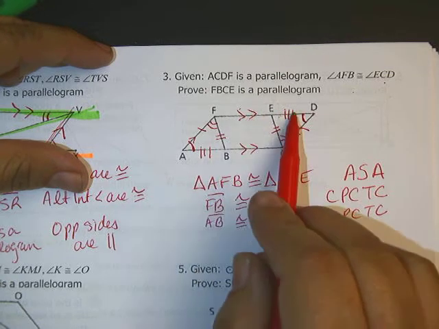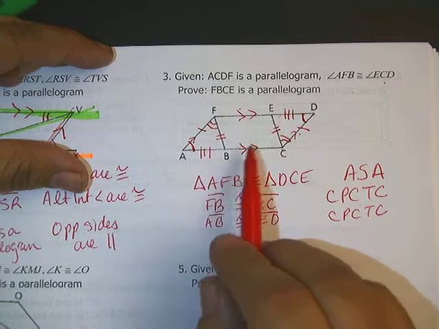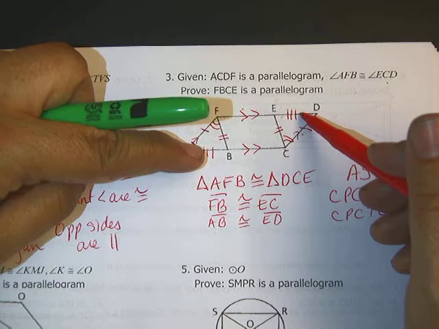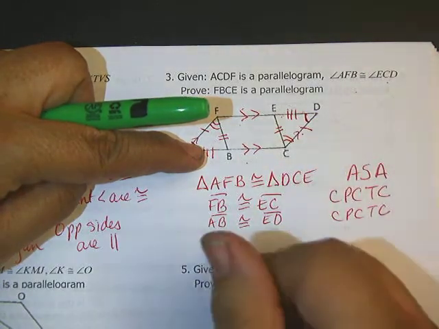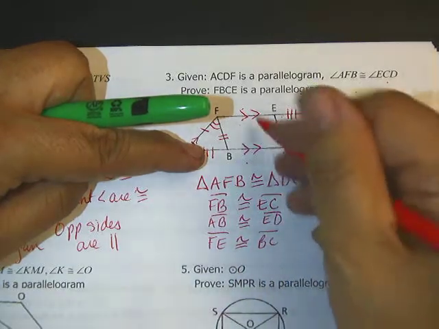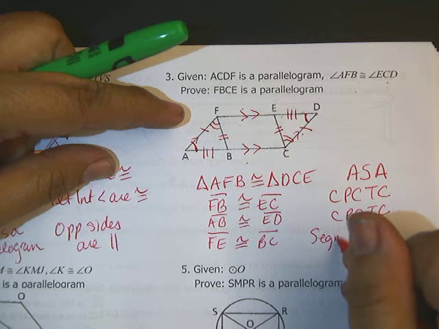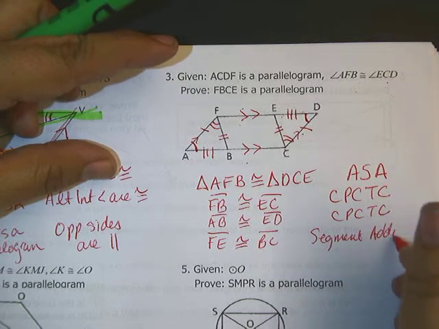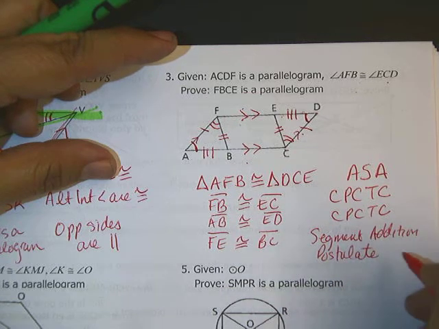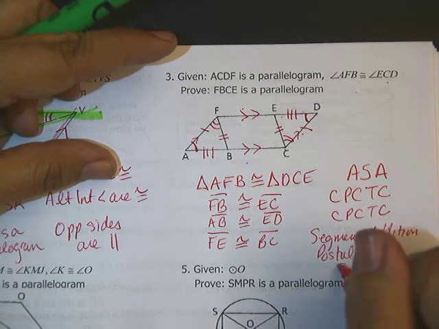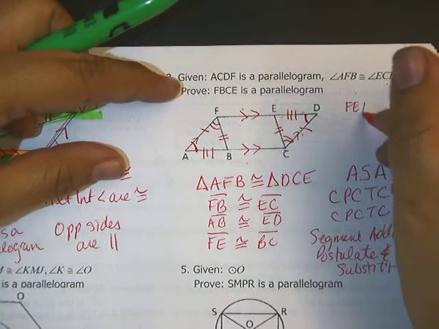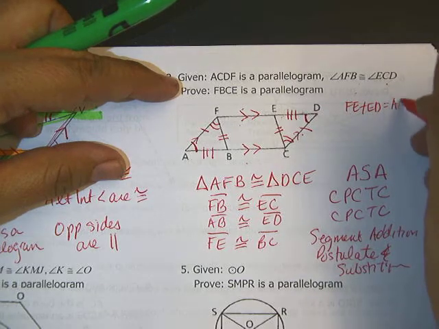But if you look at the segment addition postulate, FE plus ED is the same as AB plus BC. Well, we just figured out these two are the same, right? That means that FE and BC, I'm going to just do that to save space, have to be congruent because of the segment addition postulate, and substitution. I'm kind of skipping some steps only because I'm running out of room.